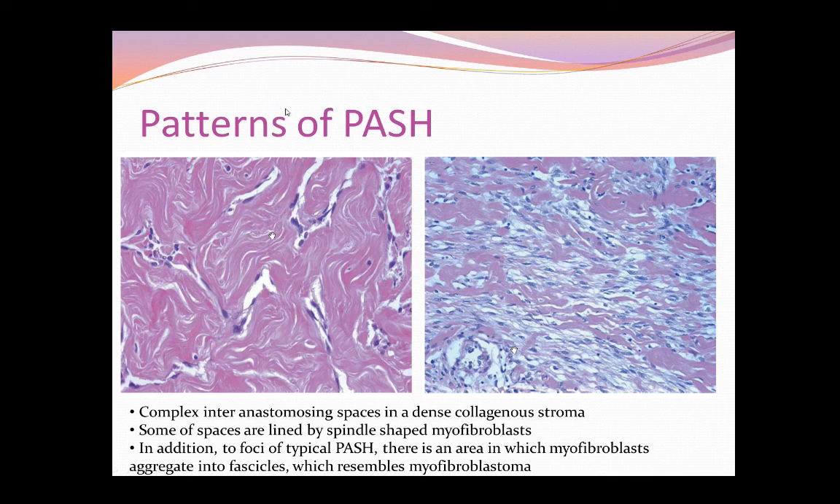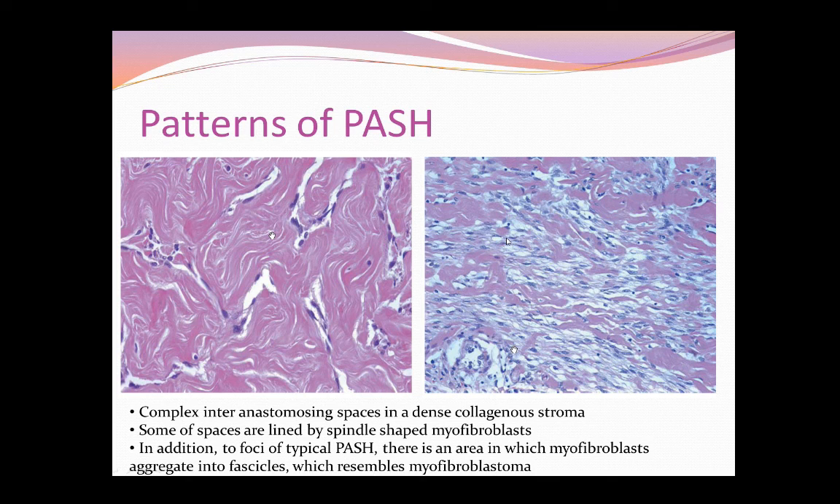Some of the patterns of PASH. This is the garden variety, with complex slit-like spaces; some spaces are not lined by cells, but some are lined by these flat spindle-shaped cells in the background of this dense hyalinized stroma. This is an example of fascicular PASH, where you see that the fibroblasts are arranged in small fascicles. That makes it difficult to differentiate from myofibroblastoma.